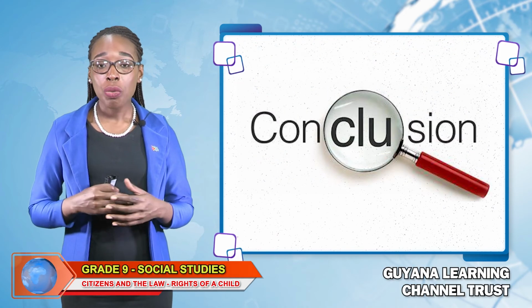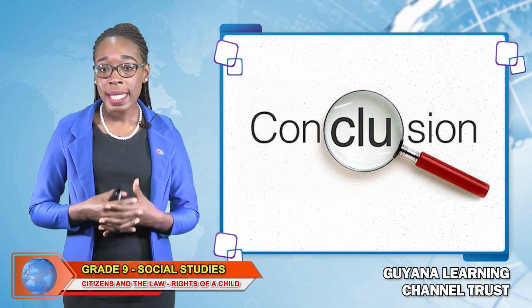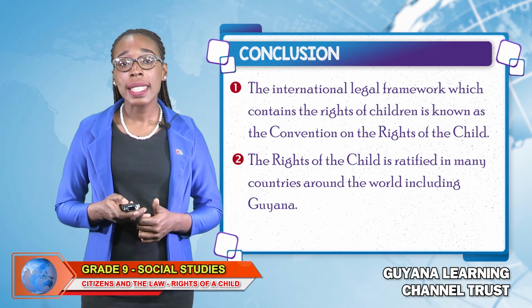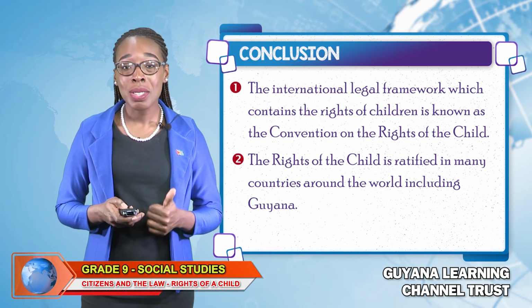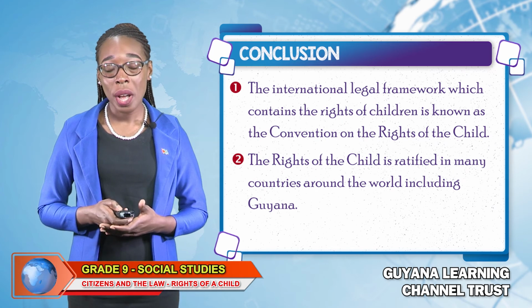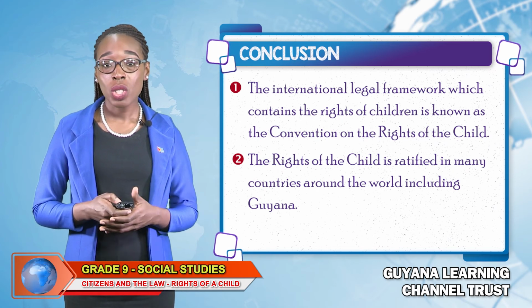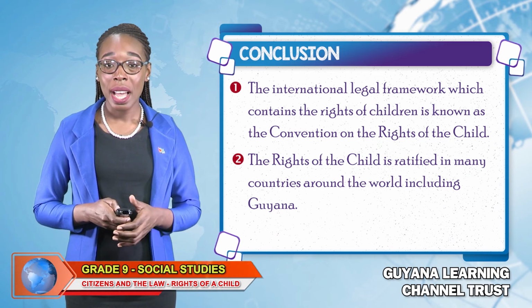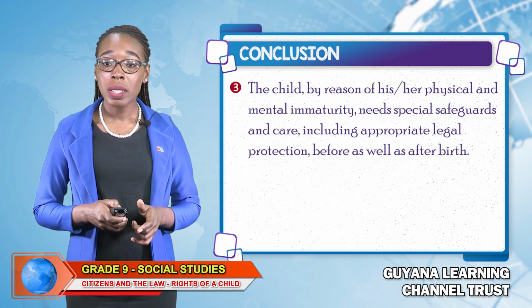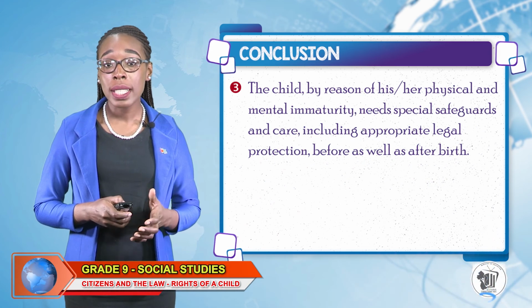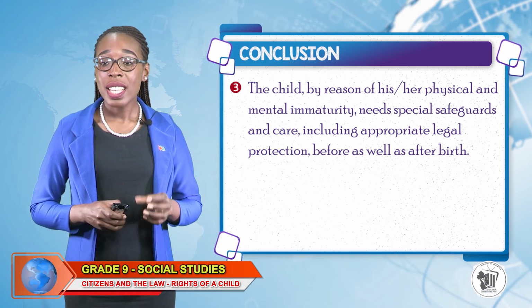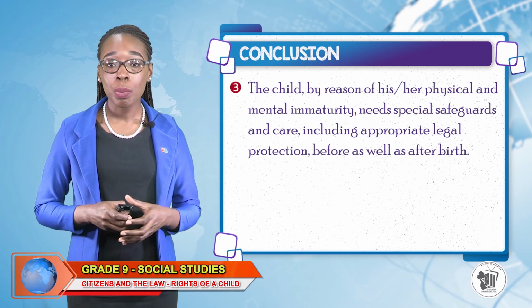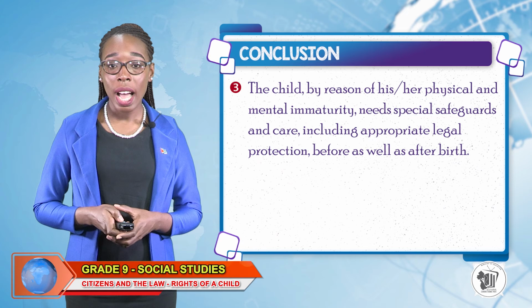So let's have a quick recap to wrap up what was done in today's lesson. One, the international legal framework which contains the rights of the child is known as the Convention on the Rights of the Child. Two, the Convention on the Rights of the Child is ratified in many countries across the world, including Guyana. Three, the child, by reason of his or her physical and mental immaturity, needs special safeguards and care, including appropriate legal protection before as well as after birth.